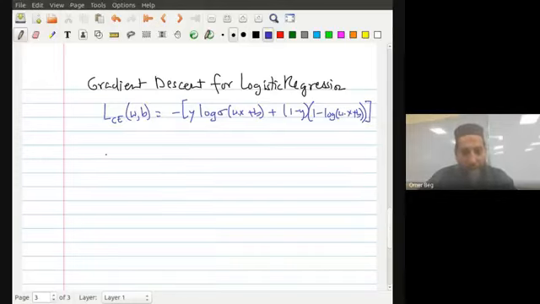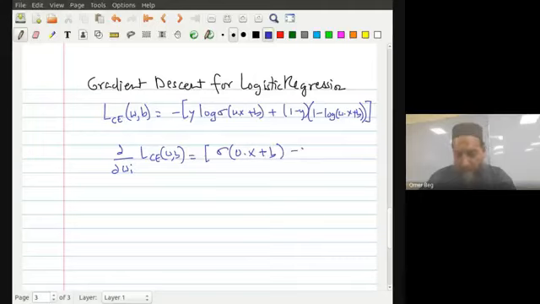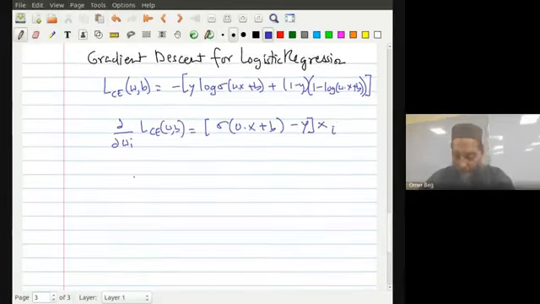So it turns out, I'm not going to go into the gradient details right now, the differential of this loss function with respect to wi is going to be the sigmoid of wx plus b minus y, multiplied by xi. So this is the difference between the estimated y hat and the true y, multiplied by xi, the value of that particular feature of the document. Okay?